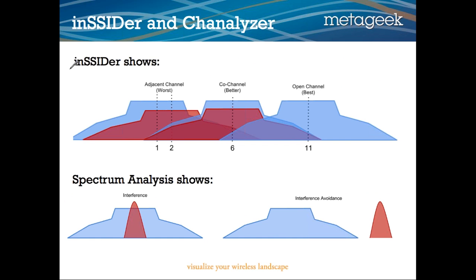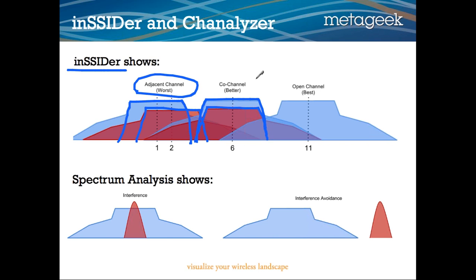So different tools for different jobs. Insider, being a Wi-Fi scanner, shows you where the wireless networks are. So in this example, we can see that there's a network here on channel 1, and there's another network here on channel 2, and they are both partially overlapping. They're just going to yell over each other with adjacent channel interference. We can also see that there's two networks here on channel 6, and that's good. We know that they're going to politely take turns talking. Of course, we want to avoid that if possible, but that's definitely better than adjacent channel interference. And then finally, of course, being on an open channel by yourself is the best.